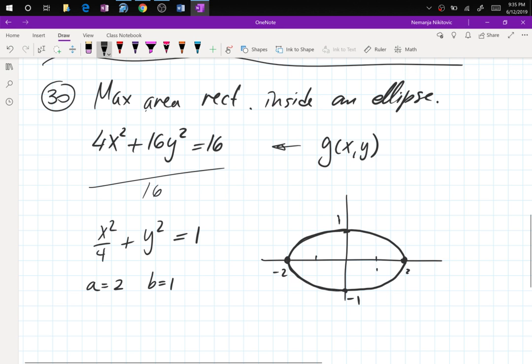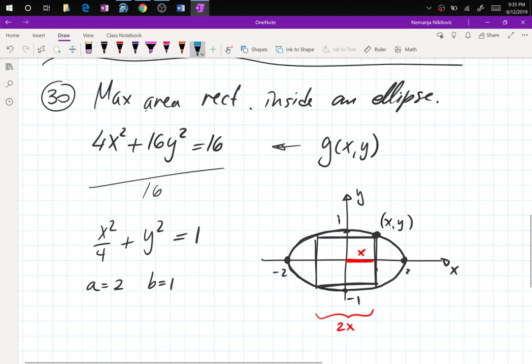So this is the ellipse that we have in our problem. And now I need to draw a rectangle. Now, I don't know where this rectangle is. What I can do is just draw a random rectangle. And realize that this point here is point xy. Now that's very important because that makes this distance here distance x, which means that my entire rectangle is 2x.